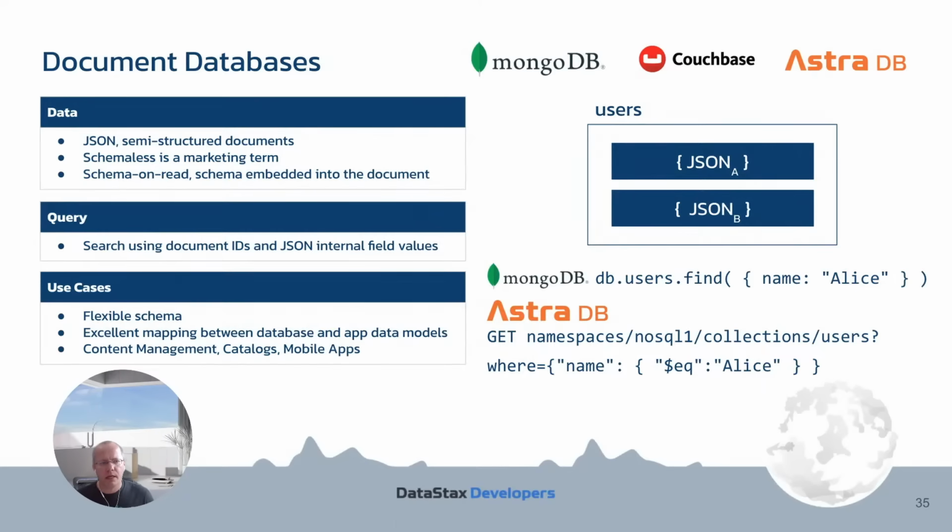So for the queries, you will either query a document by ID, or you will query based on the fields or attributes that are part of that document. Okay, so the use cases: it's also kind of a general purpose database with flexible schema. It provides excellent mapping between the database and the application data model, object, JSON document, and there are many libraries that let you do the serialization and deserialization, things like that.